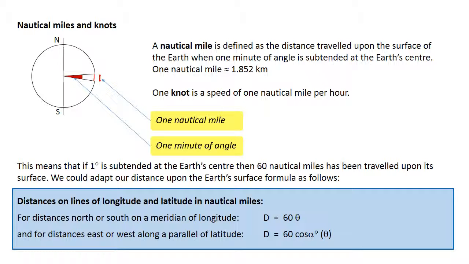The definition of nautical miles means that if 1 degree is subtended at the Earth's centre, then 60 nautical miles have been travelled upon its surface. We could adapt our distance upon the Earth's surface formula as follows. For distances north or south on a meridian of longitude, we could use the formula d equals 60 theta to give a distance in nautical miles. Or for distances east-west along a parallel of latitude, d equals 60 cos alpha times theta. Let's see how this works out in a few examples which we'll work together.